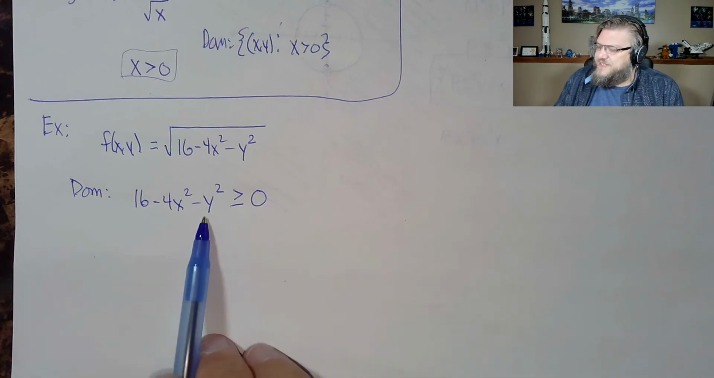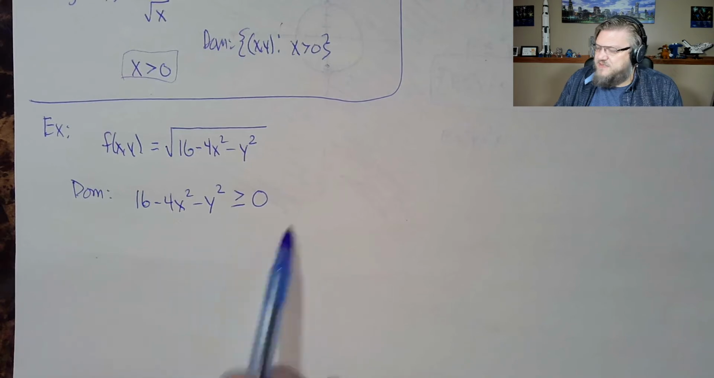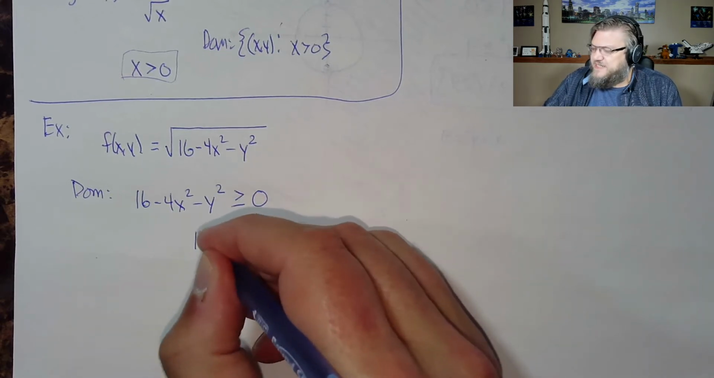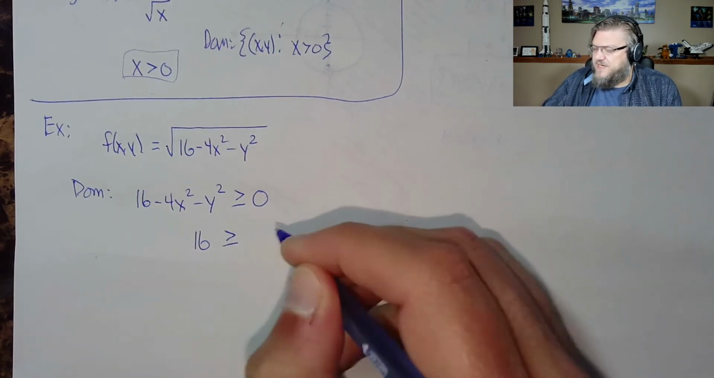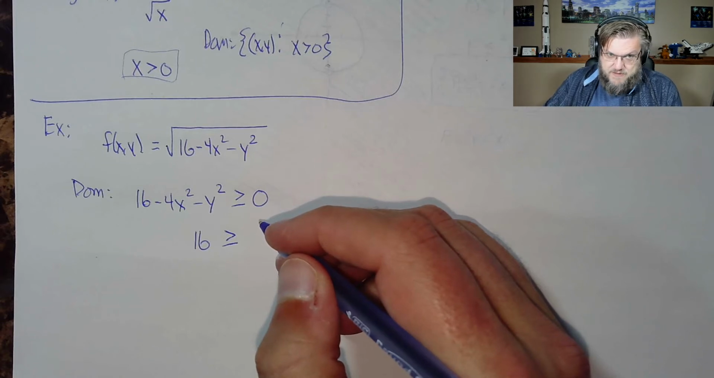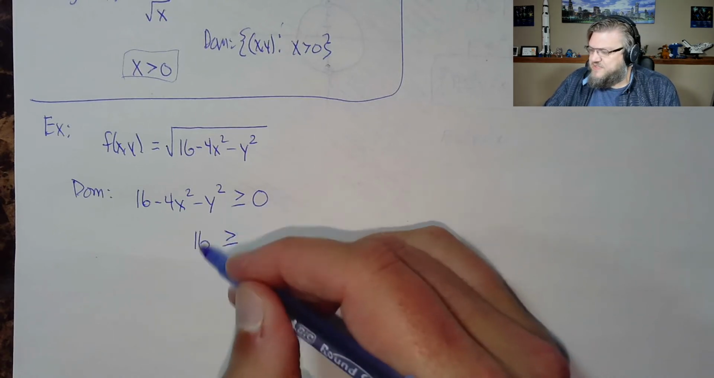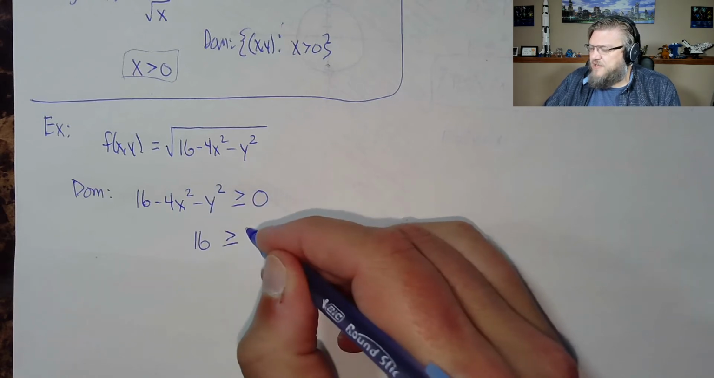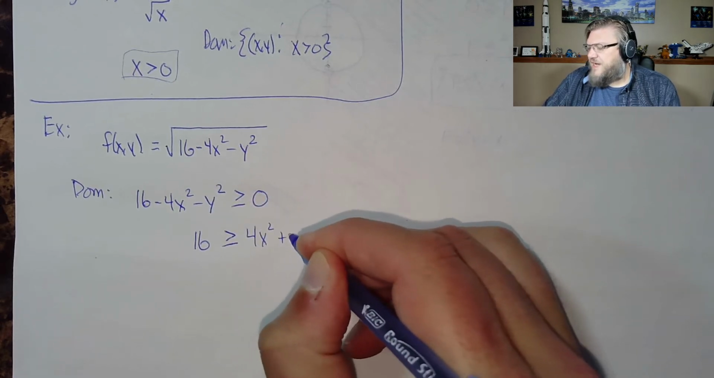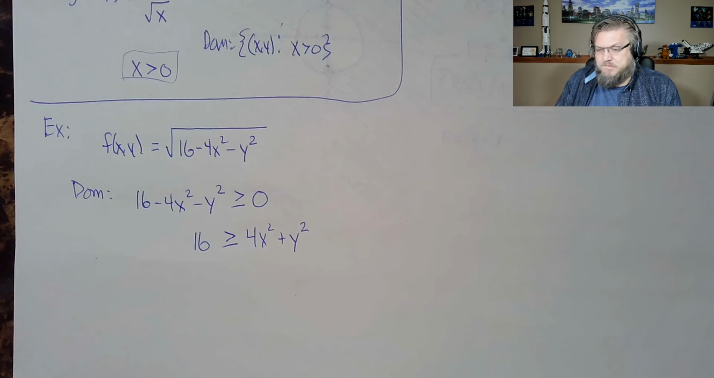So what I might want to do is let's subtract this and this to that side. Subtracting does not change the direction, right? Multiplying by a negative or dividing by a negative does, but subtracting does not. So this is still 16 greater than or equal to 4x squared plus y squared, right?